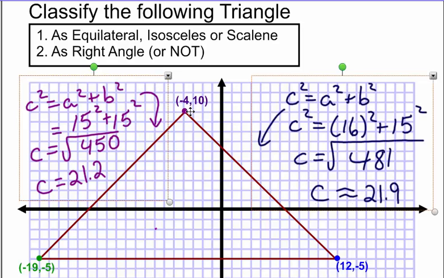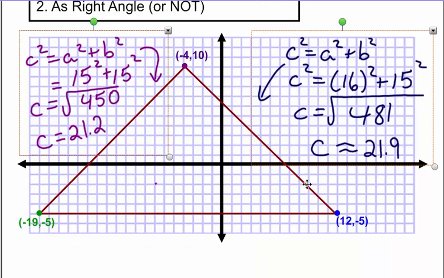Similarly, if I look at these two lengths, I'm going from negative 4 all the way across to 12, so a distance of 16 across. I'm going from 10 down to 5, a distance of 15. Negative 15 if you're thinking slope, but actually the distance is 10 to here and then 5 more further, so 15. And again, square this, take the square root, and I get approximately 21.9.